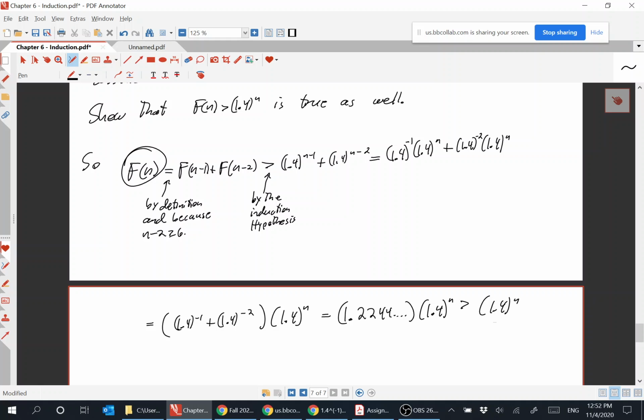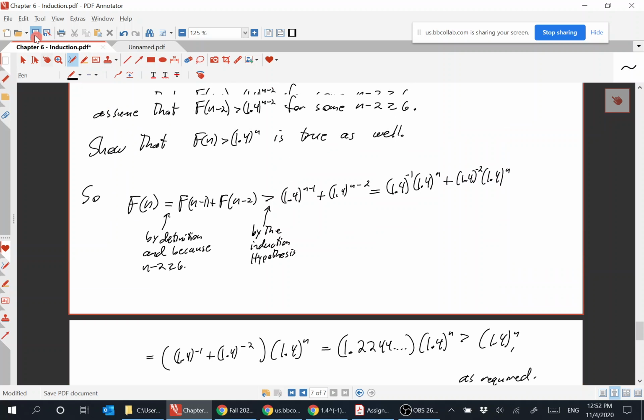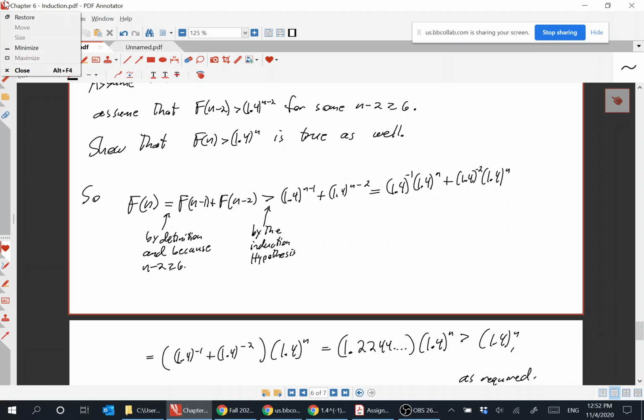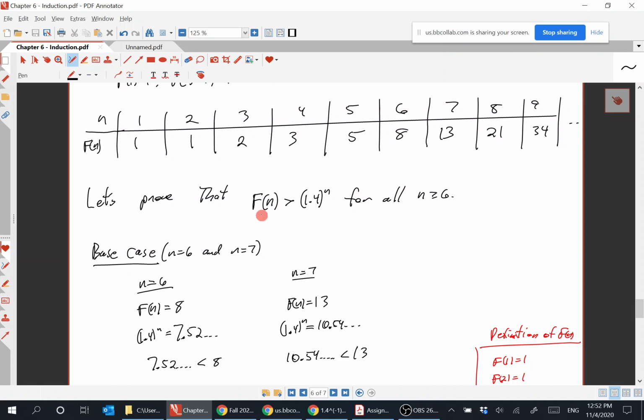Okay, so that's another example of an induction proof using inequalities. Let's look at it again. So we want to prove that the Fibonacci number Fn is strictly greater than the exponential expression 1.4 to the n for every n bigger than or equal to 6.